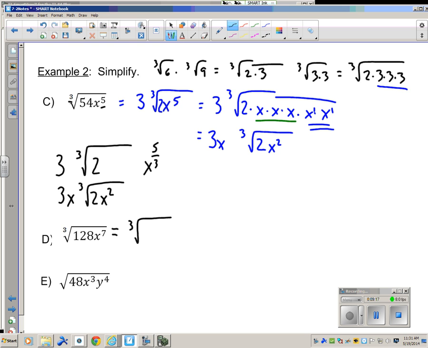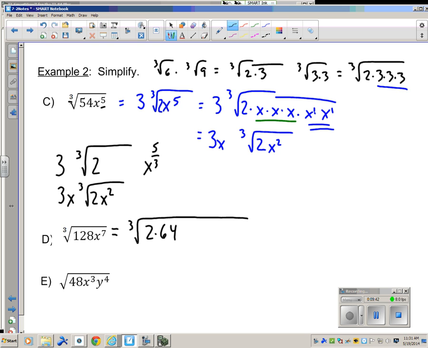So 128 there. We're thinking what times what gives us 128? And I'm thinking, oh yeah, it's an even number, so 2 goes into it. So maybe 128 divided by 2, and that will give me 64.